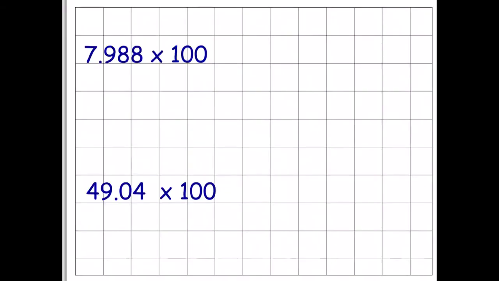Now we're going to multiply by 100. Again, with multiplication, your decimal point's going to the right, but on this occasion, it's going to move twice because there are 2 zeros. So I have the number 7.988. Got to move that decimal point twice. So one movement, two movements. My decimal point is now in between the 2 8s, and my answer will read 798.8.